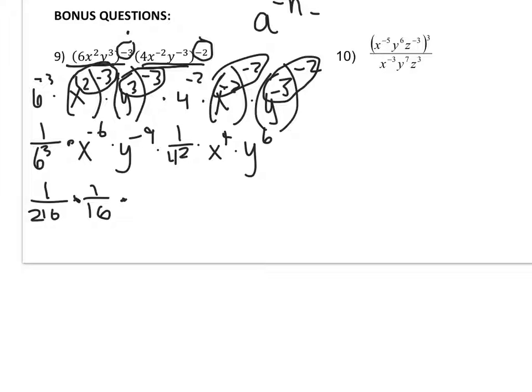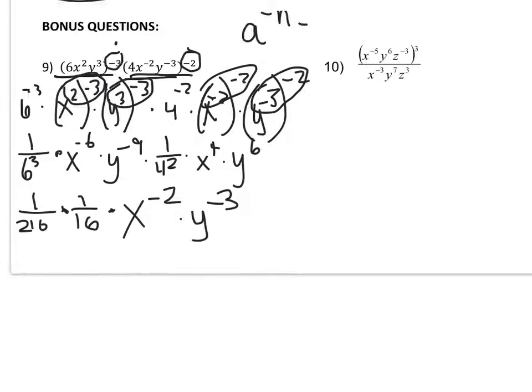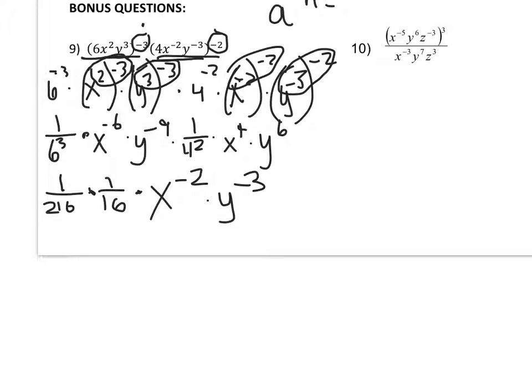Now I'm going to multiply my x's. When you're multiplying variables, the base stays the same, and you add the exponents. Negative 6 plus 4 is negative 2. And here I'm going to keep the base the same on the y's and add the exponents. Negative 9 plus 6 is negative 3. So now we have to figure out what gets to stay in the top, what gets to stay in the bottom.